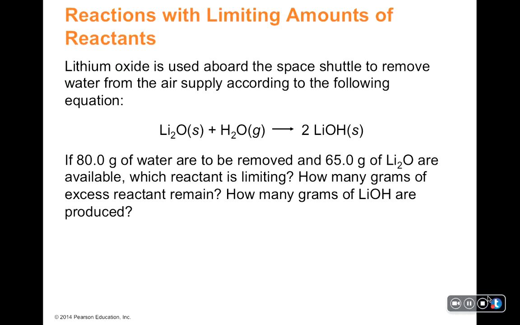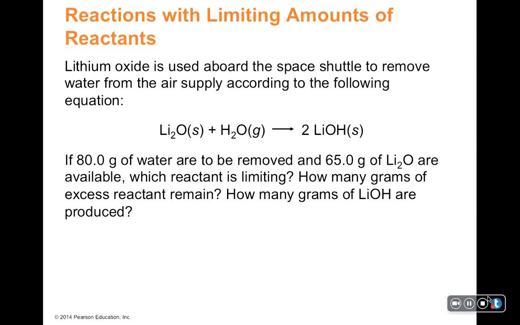So we've got lithium oxide used in the space shuttle to remove water, and so they give you the equation here. And again, before even reading any further, the first thing to ask is, is this equation balanced? So we've got 2 lithium on the left, 2 lithium on the right, 2 oxygen on the left, 2 oxygen on the right, 2 hydrogen on the left, 2 hydrogen on the right. So it's balanced. So the question then asks us, if 80 grams of water are to be removed and 65 grams of lithium oxide are available, which reactant is limiting? And then further questions: how many grams of excess reactant remain, and how many grams of lithium hydroxide are produced?